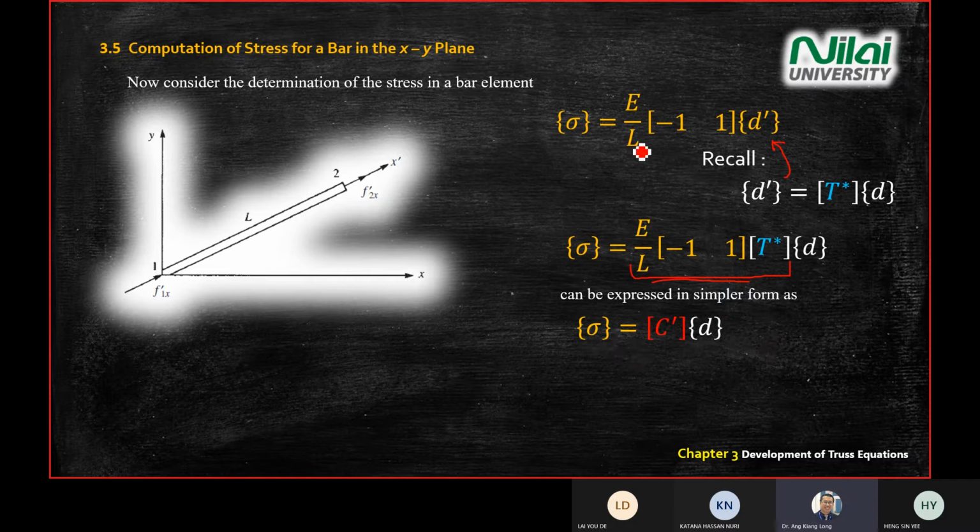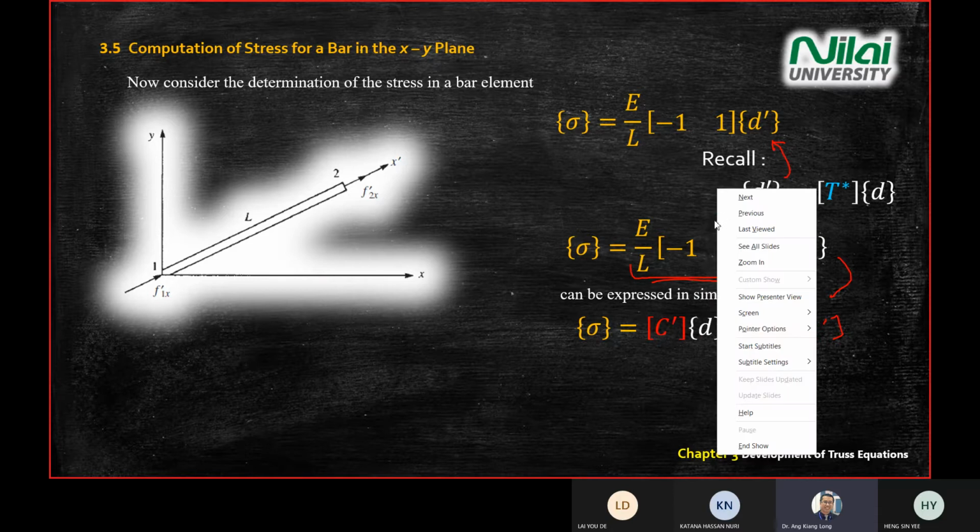So in the test, don't straight away write C prime. You have to write this equation out, followed by this equation. Don't suddenly write C prime in your test or exam. You have to write the above equation here, and then continue with the C prime for your calculation.